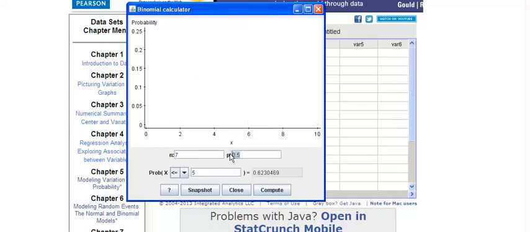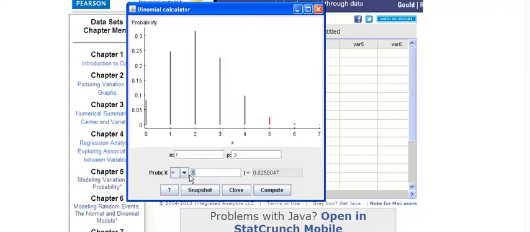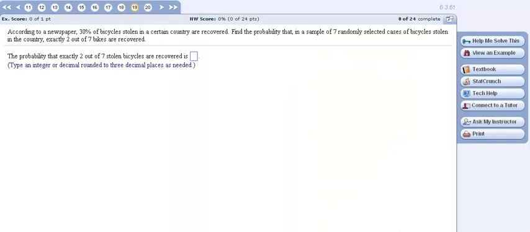p is 0.3 because it was 30%. And we want the value that is exactly equal to 2. It didn't say greater than or less than. It just said equal to 2, and then we compute. So we have the value right here, 0.31765, and so on. So when you go back to the homework, it tells us to round to 3 decimal places.